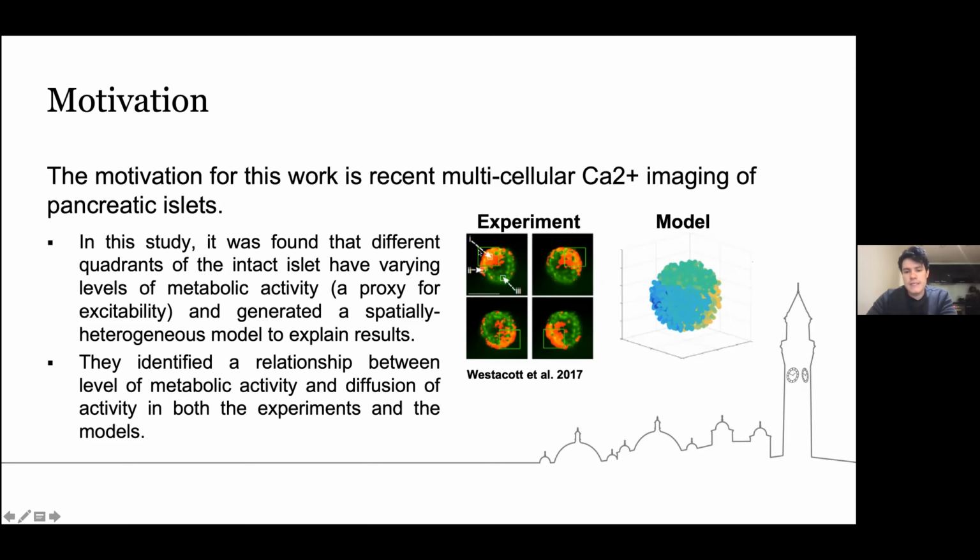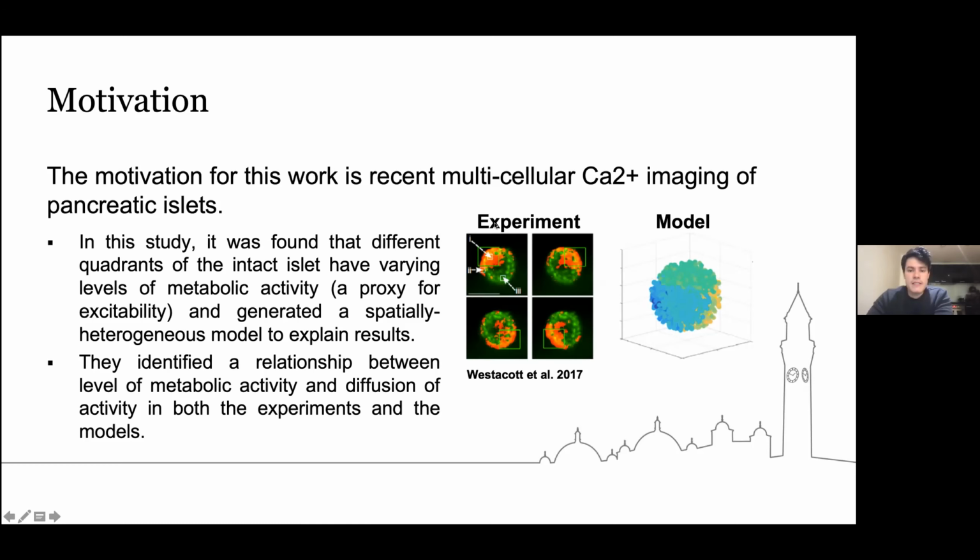So what they would do is excite these quadrants or excite these single cells and then see to what extent the rest of the islet was actually excited. So in some cases, they would excite a quadrant and the whole islet would be excited, or in other cases, they excite a quadrant and only a small portion of the islet is excited.